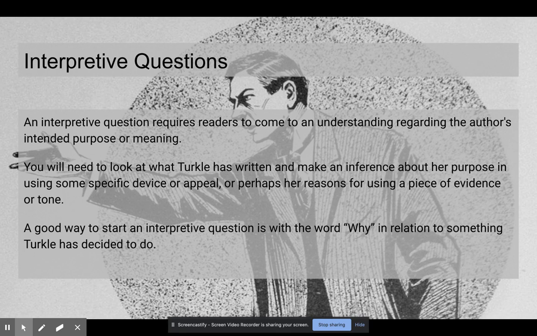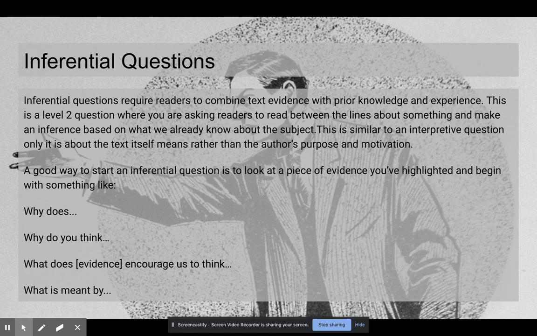So a good way to start an interpretive question is with the word why, in relation to Turkle's purpose. Why did she put it this way? Why did she choose this word over that word? Why does she use an anecdote about a 16-year-old boy? Why did she use an emotional appeal here? That kind of thing. Okay, so those are interpretive questions.